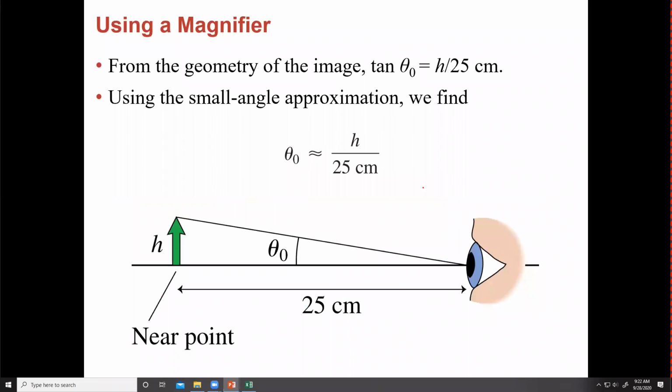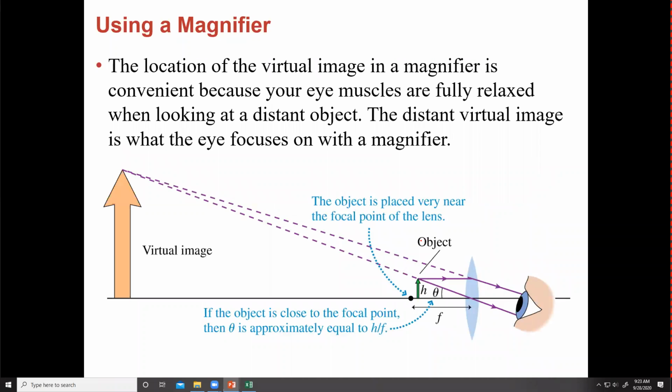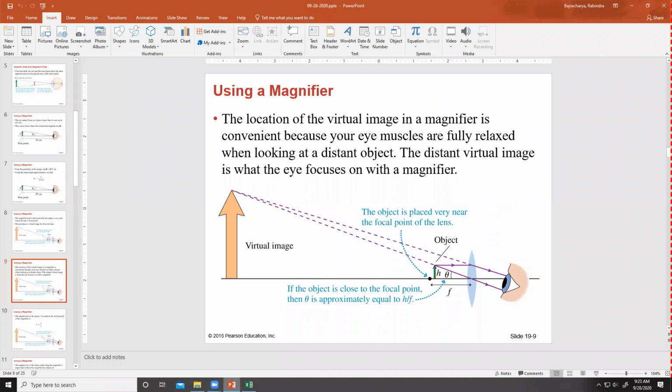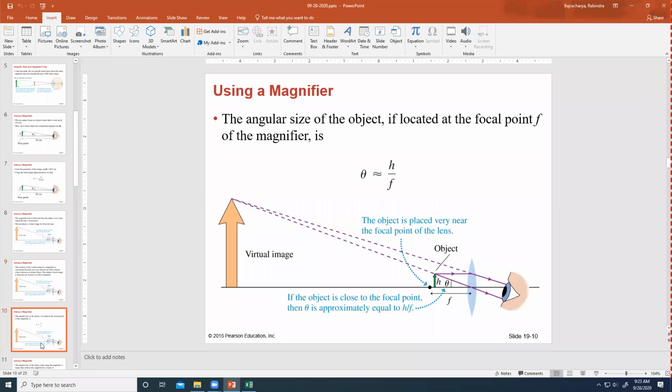Okay, let's go back. So that's h over 25, right? This is the angular size without using any lenses. So h over 25. So that means, what's the magnification of a magnifying glass?